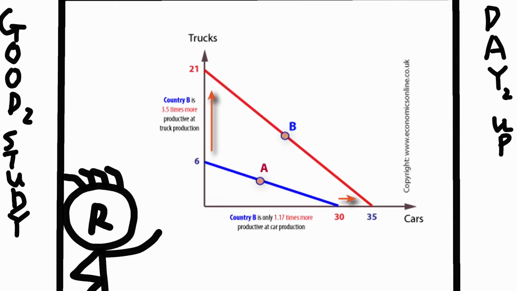Now, to answer the third question, who has the absolute advantage in producing both goods? Well, that's obvious, right? If you look at this graph, country B can produce more trucks and more cars with the same amount of resource. So therefore, country B has the absolute advantage in producing trucks and cars.